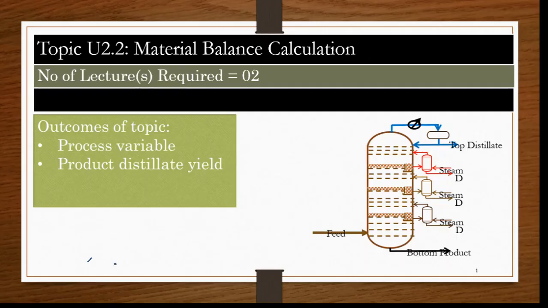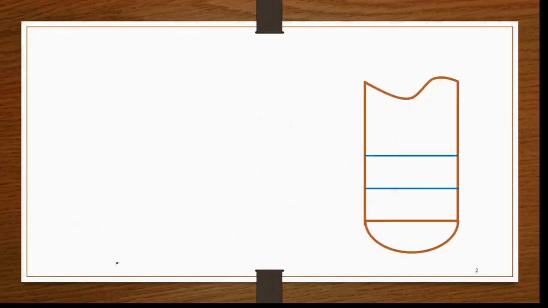So today we'll discuss the second topic of unit 2, which is related to some calculations and basic information regarding the atmospheric distillation column, its process variables and some other factors. In this one there are a few important points that you all should note down.